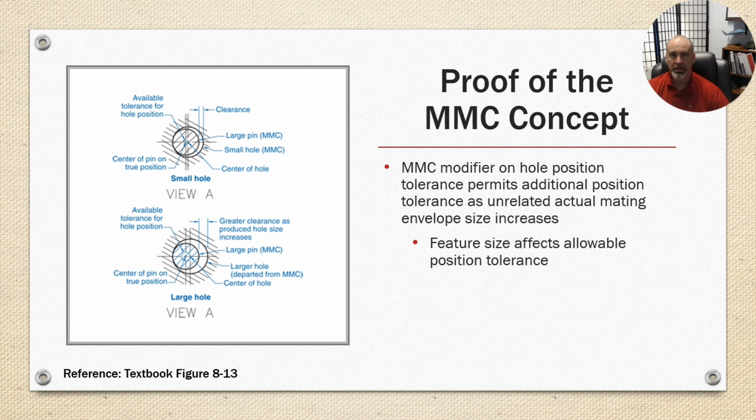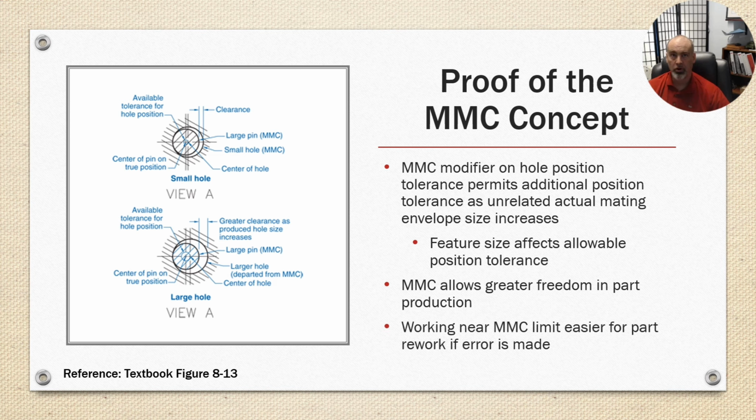Okay, the feature size affects allowable position tolerance. Maximum material condition allows greater freedom for part production, and working near the MMC limit makes it easier to rework the part if an error is made. So if you have trouble with position of parts fitting together, you can come back and rework it if you can make the hole bigger. Now the opposite applies when you're talking about shafts.